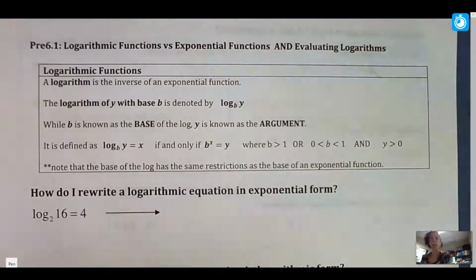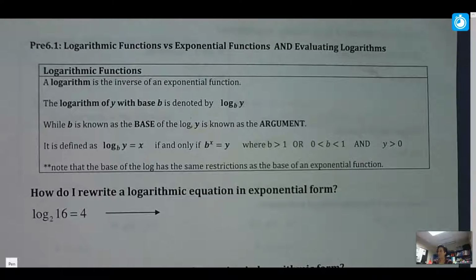We are starting our second to last chapter, and this chapter is called Logarithmic Functions. What I'm working out of today is not in the big pink packet. This is probably a section that should have been put in there but has not been. So we're going to call this pre 6.1, and we're going to look at this new type of function called logarithmic functions. We're going to see how they compare to our last chapter of exponential functions.